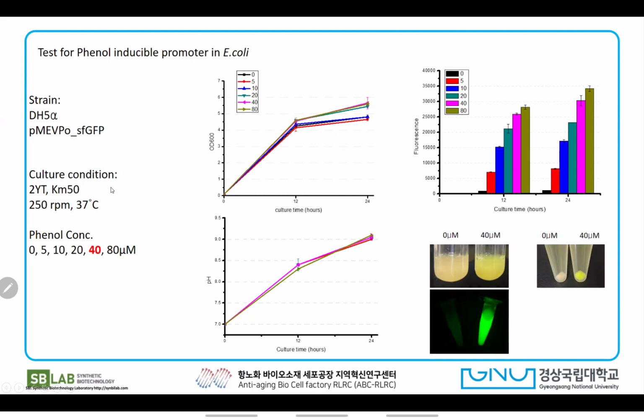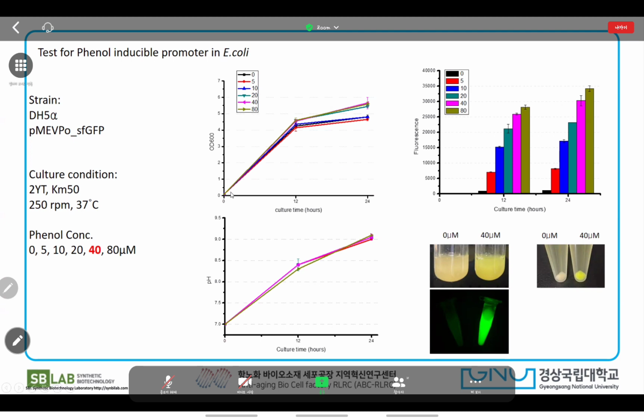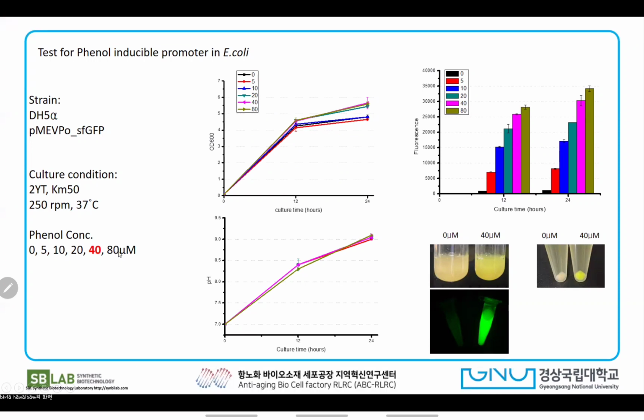And in E. coli, this phenol inducible promoter also works very well. We tried inducing with phenol concentrations of 0, 5, 10, 20, 40, and 80 micromolar. In all of these concentrations, there was no significant difference in E. coli growth, as the phenol concentration is too low to exert any toxic effects on E. coli.